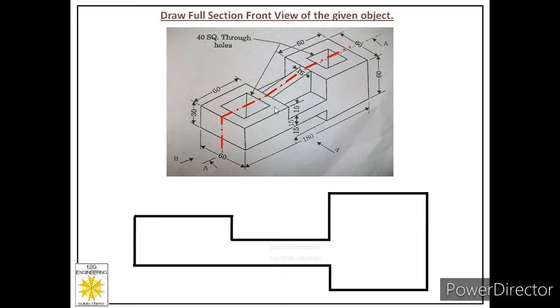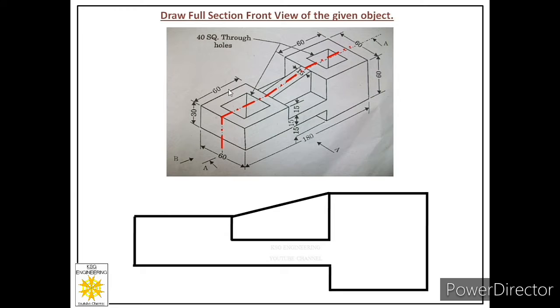Now after that, we have to sketch the drawing of second face. It is very easy. For this face, we have to connect these two points with the thick line. So this is face number 2. So we have represented both the visible faces in the front view.